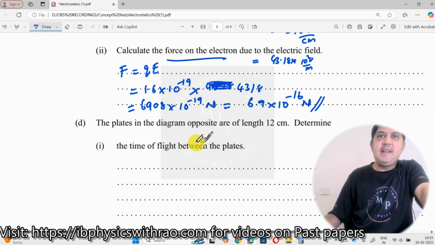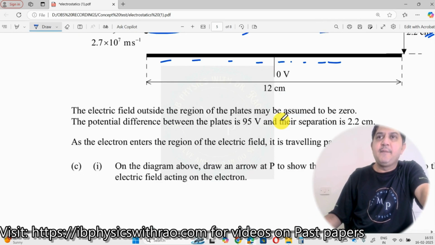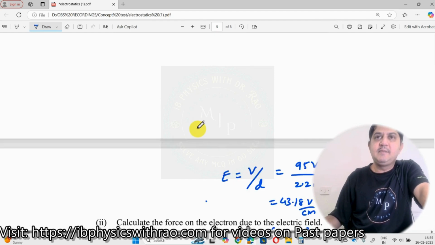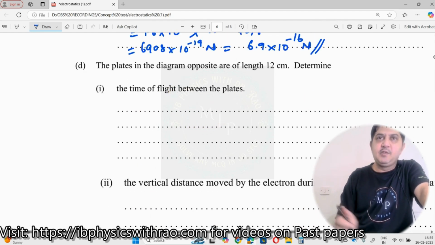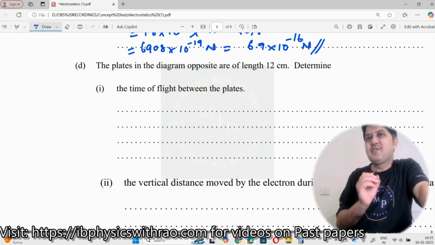Okay. The plates in the diagram opposite are of length 12 centimeter. So this length is 12 centimeter. Then determine the time of flight between the plates. So what's happening over here? Projectile motion, nothing else. But the projectile motion is a difference.